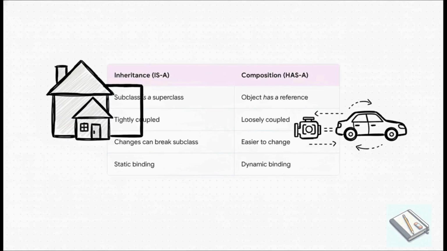This difference even affects how the code is linked. Inheritance is usually set in stone at compile time, that's static binding. Composition is often more flexible, figured out at runtime, which we call dynamic binding.